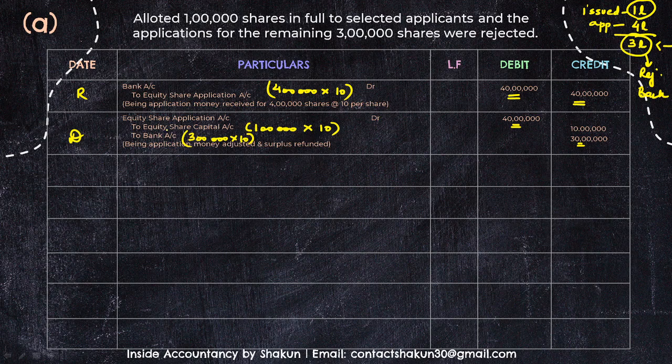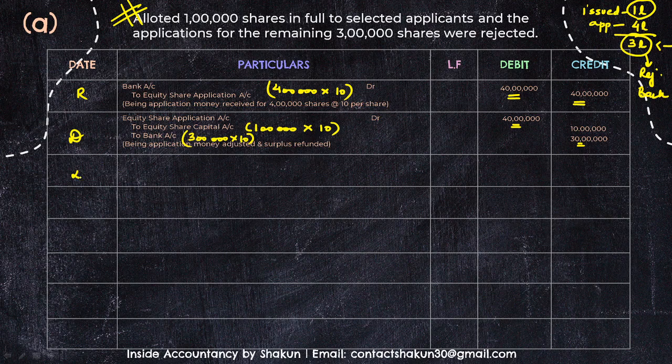Depending upon the question, as I told you, we will write here to bank, or to share allotment, or to calls in advance. In this particular case, we are not adjusting the money. We have not made the pro rata allotment. We are only rejecting the excess applications straight away. So therefore the total 30 lakh which was in excess has been transferred to bank.